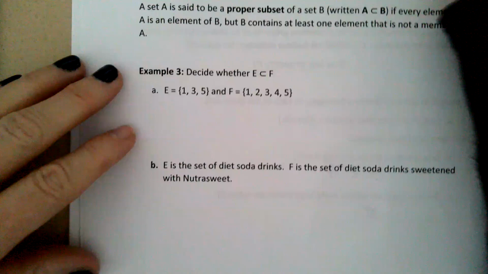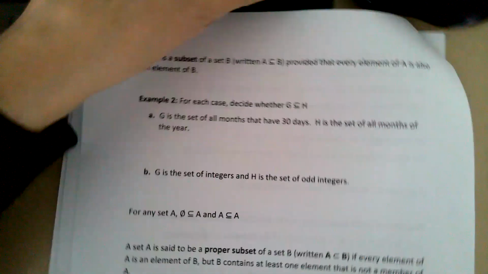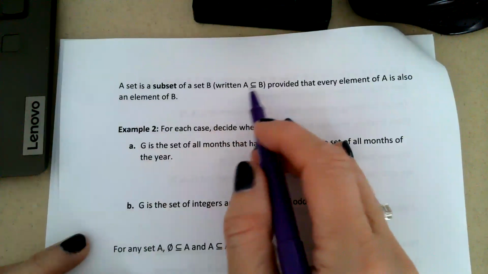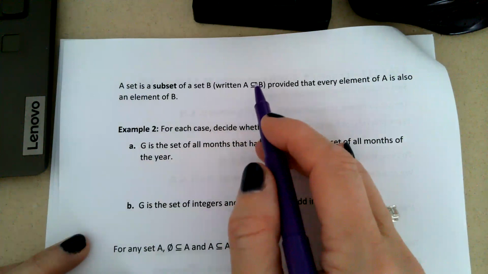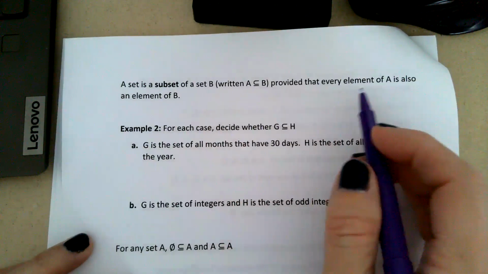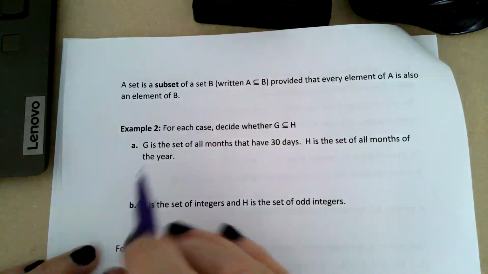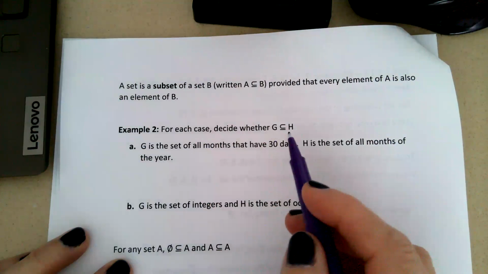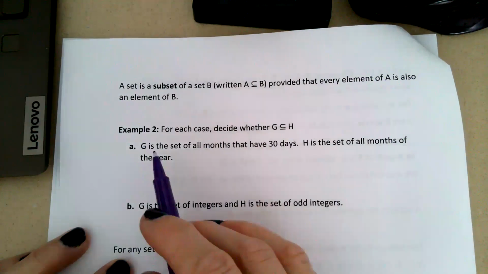Next up, we're going to talk about subsets. A set A is a subset of a set B, written as A is a subset of B, with a kind of sideways U with a line underneath it, provided that every element of A is also an element of B. So for each case, decide whether G is a subset of H.